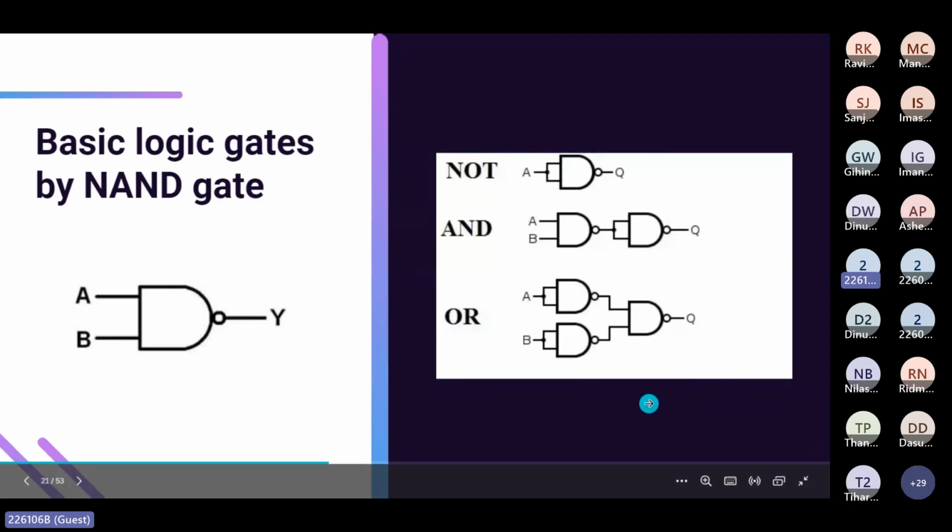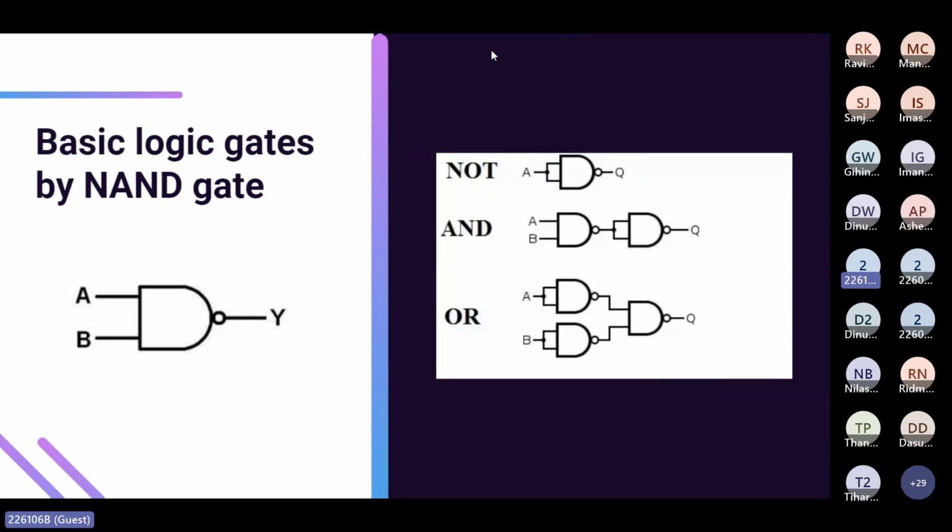So now I would like to invite Dinusha to talk about the uses of these logic gates.